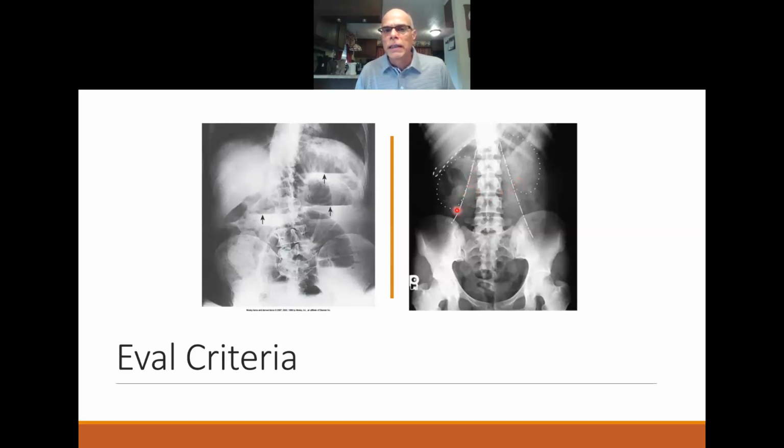You should be able to see them. You should be able to see the ribs. You should be able to see the psoas muscles. And you should be able to faintly see the outline of the kidneys. So that is what they're talking about on page 134.